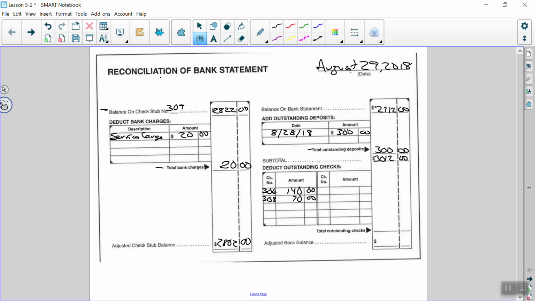So in this case, I got two. I just go vertical. Do it left or right, however you want to do it. Okay, so I add those two up, and I see I got outstanding checks of $210. Those need to come off my statement balance. So when I subtract 3,012 minus $210, I get 2802. These two need to equal. If they don't equal, then I gotta go back and figure out why.